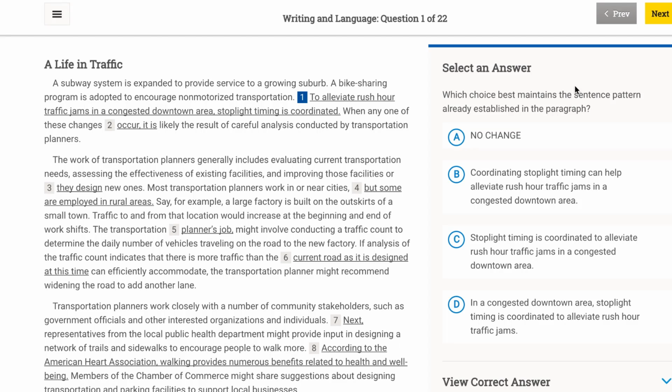Okay, so number one, it says, which choice best maintains the sentence pattern already established in the paragraph? Well, in order to figure out the sentence pattern already established in the paragraph, duh, we have to read earlier in the paragraph. A subway system is expanded to provide service to a growing suburb. A bike sharing program is adopted to encourage non-motorized transportation.